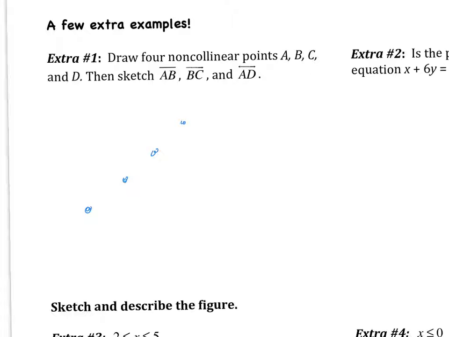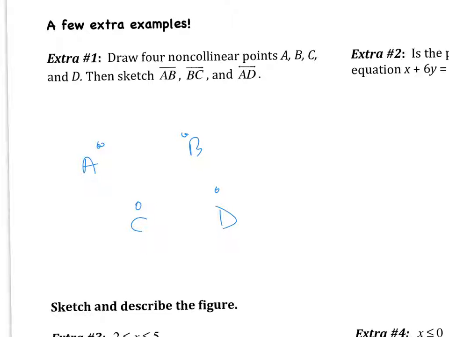The question says non-collinear, so what does that mean? They should not be on a straight line. So we don't want this. Non-collinear just simply means form 4 points anywhere you want. It doesn't matter where you label them. I'll just go straight across A, B, C, D.